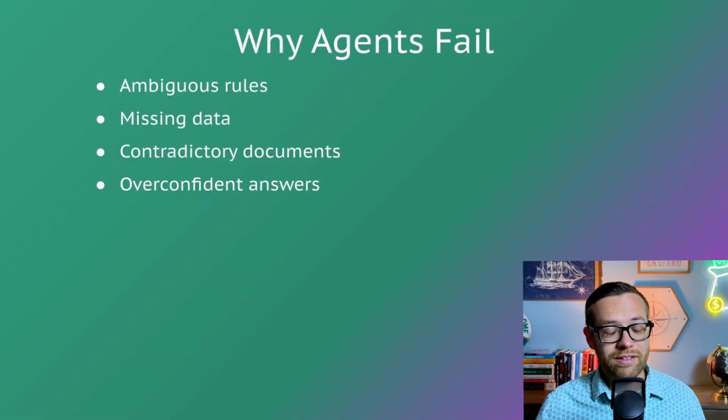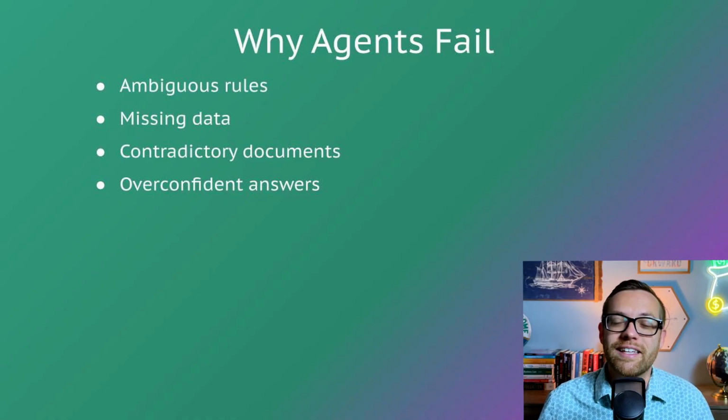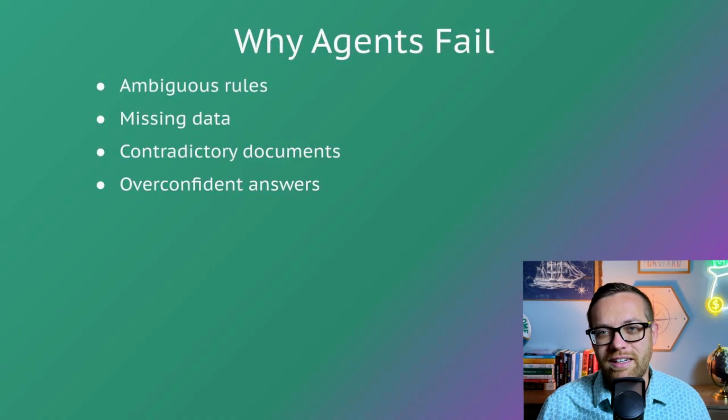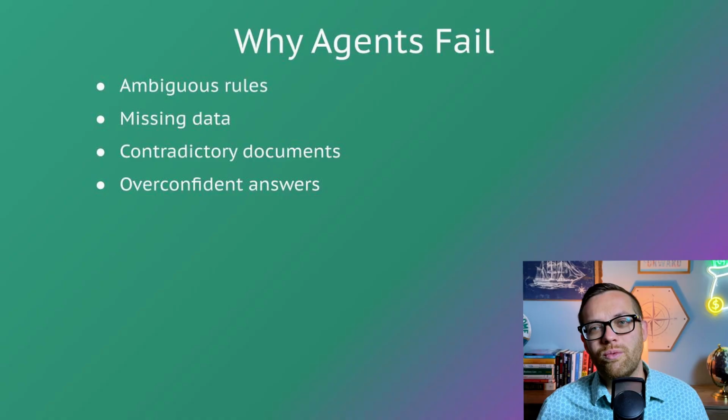AI agents don't usually fail because the tech is bad. They fail because the inputs are unclear or the rules are contradictory. If your policy has two different thresholds for approval, guess what the model does? It picks one. Or worse, it averages them. If you're missing data, the model will try to fill in the blanks like a kid guessing on multiple choice. And the overconfidence, it's legendary. AI will tell you a completely wrong answer with the confidence of a consultant on a day rate.